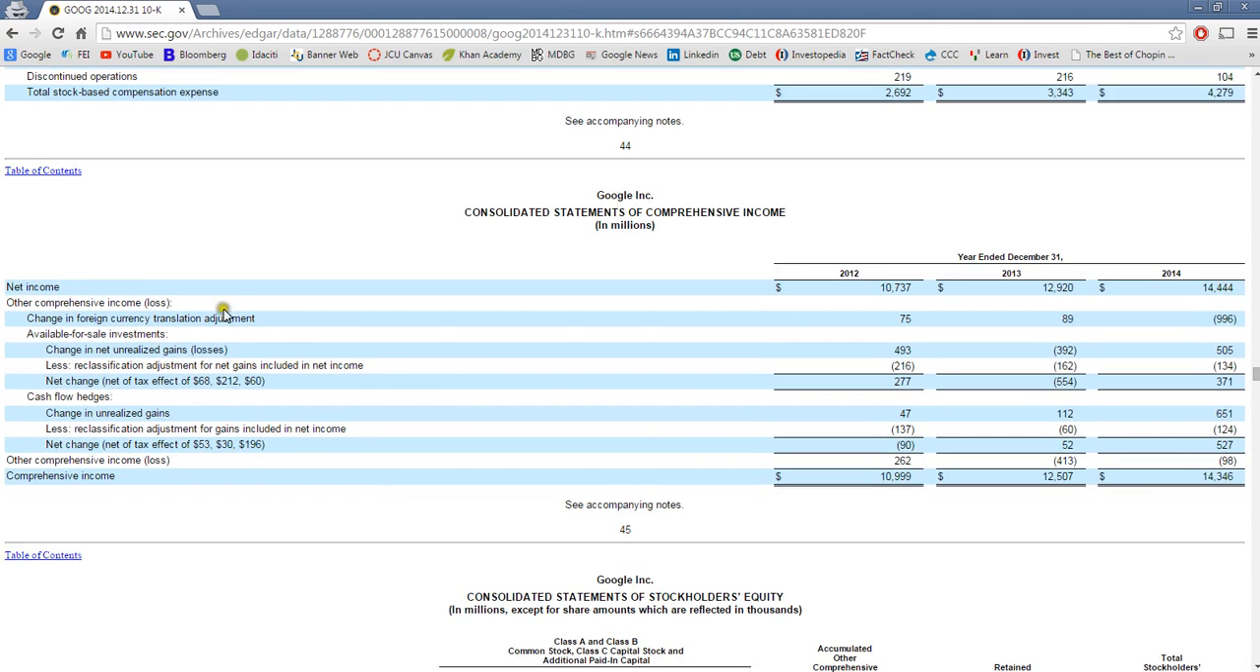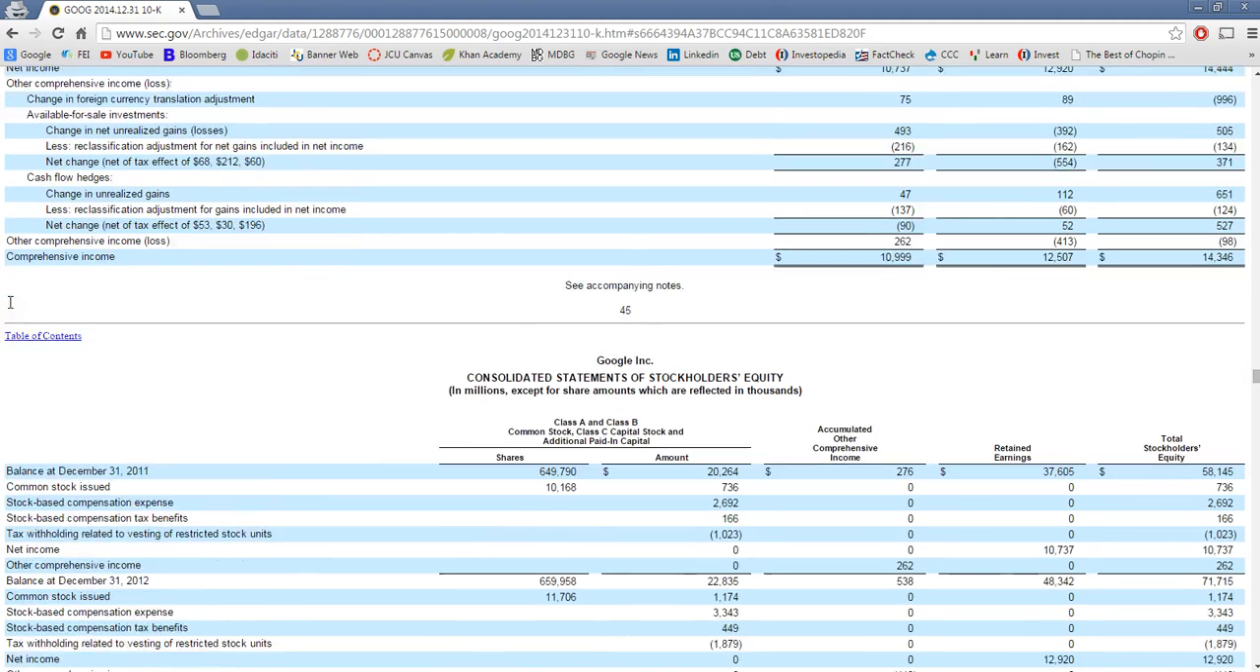And then, this comprehensive income, don't worry about this just yet. This is something that's really for intermediate or advanced accounting. I wouldn't worry about it just yet. Just hold tight on that.